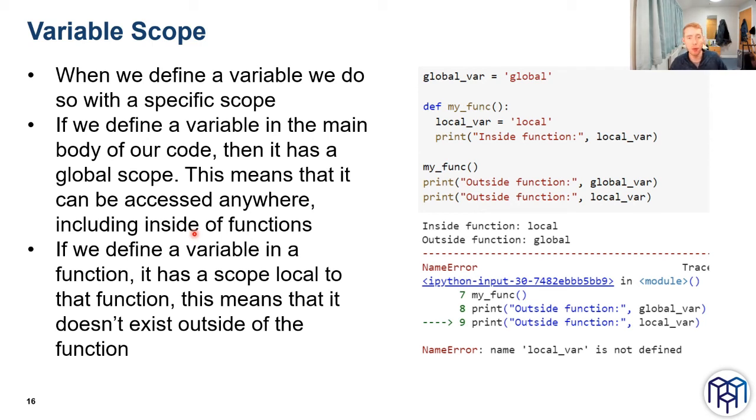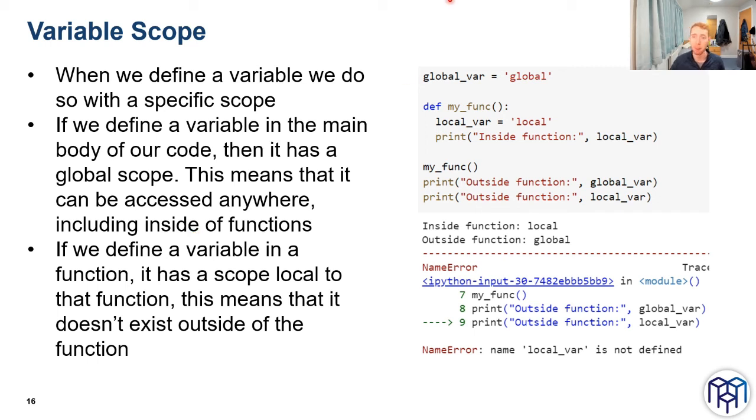Whenever we define a variable in the main body of our code, so just inside of a generic cell, not inside of a function, then it's given a global scope. And that means it can be accessed anywhere, including inside of functions. But if we define a variable inside of a function, then its scope is local to that function. It doesn't exist outside of the function. And so if we try to use it after, that's not going to work. Instead, what we would want to do is return the value, and that lets us access things from inside of a function.